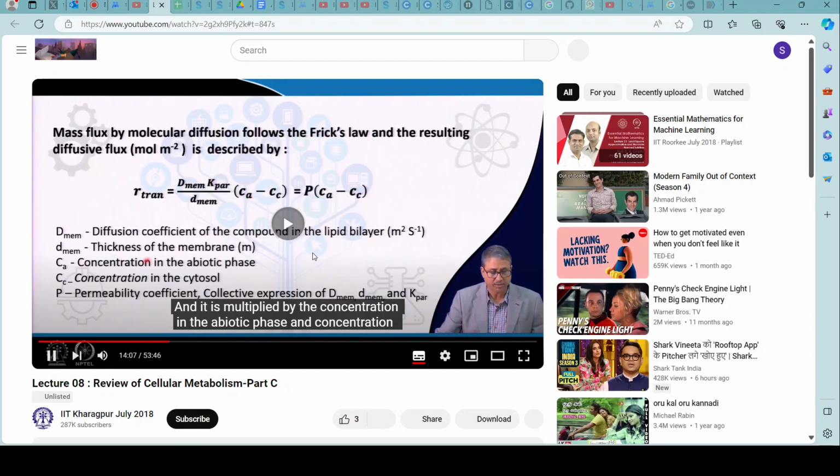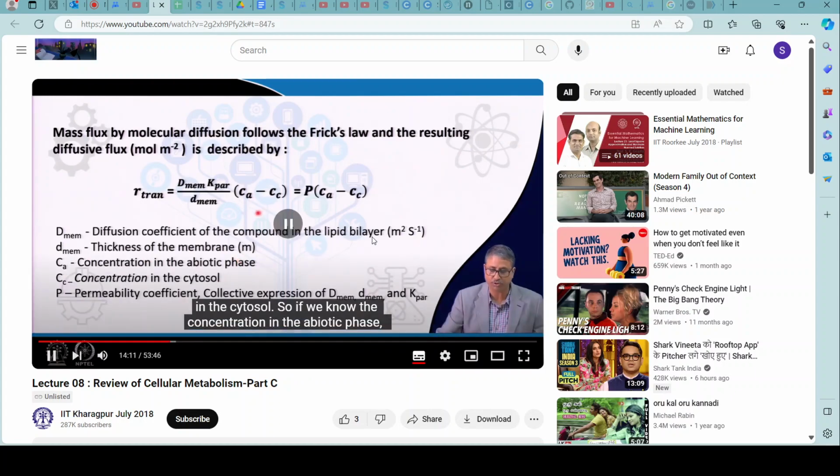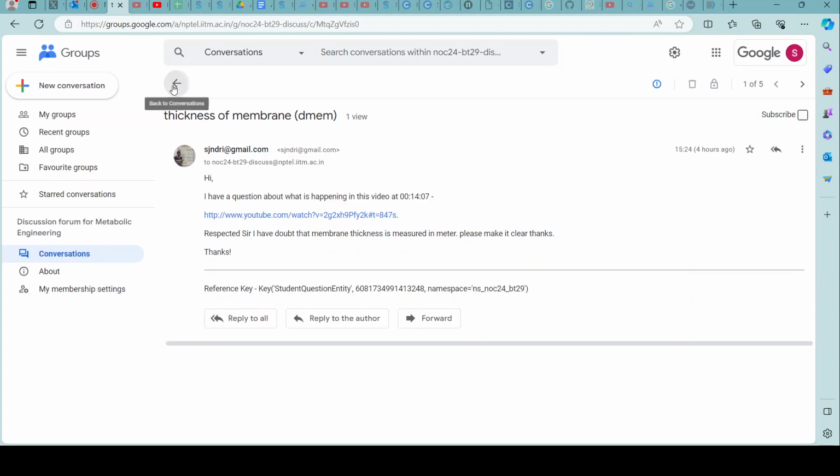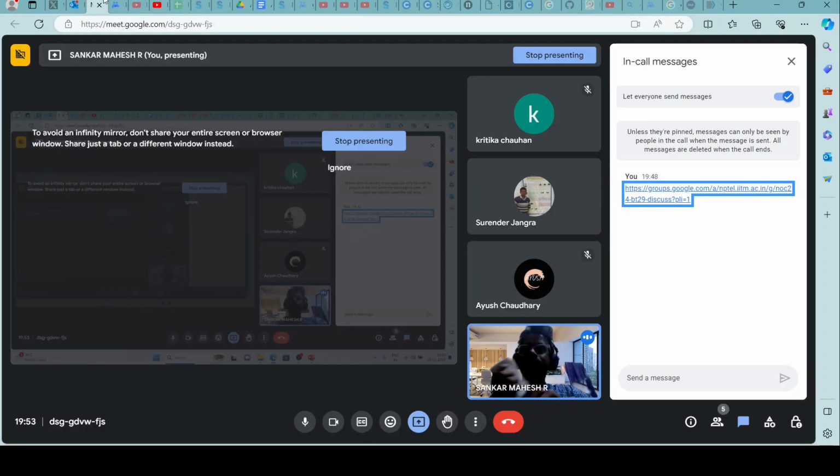By the concentration in the abiotic phase and concentration in the cytosol. So although they have given it in meters, these are the SI units, Surender. The membrane thickness will be in nanometers, a few hundred nanometers. You can consider it as 10 power minus 9 meters. So that is not something we need to be exactly bothered about, but it should be accounted for mathematically.